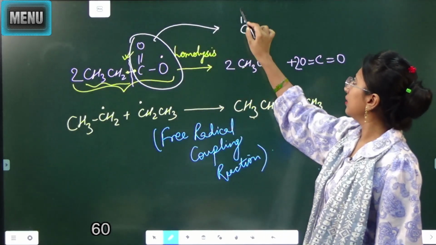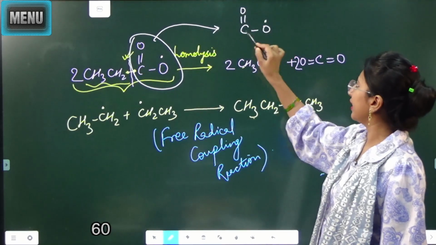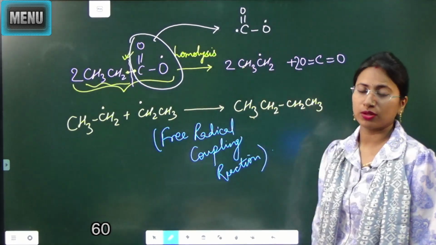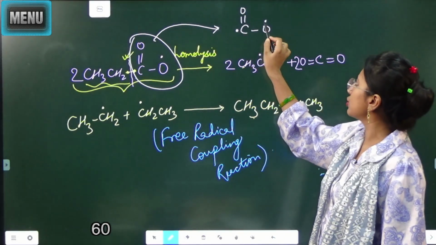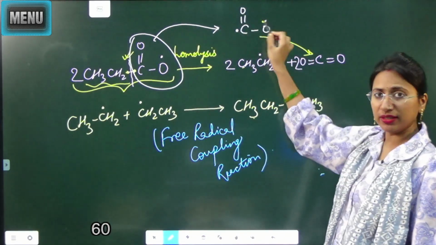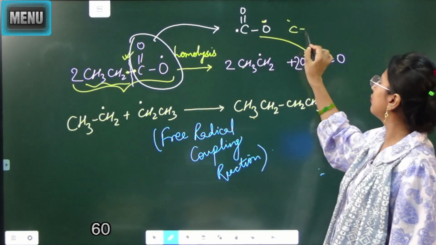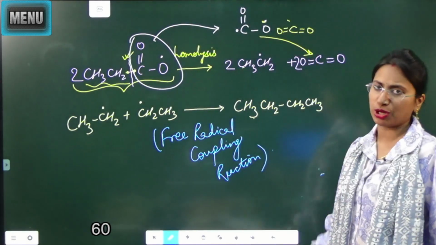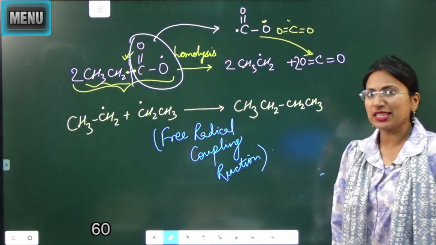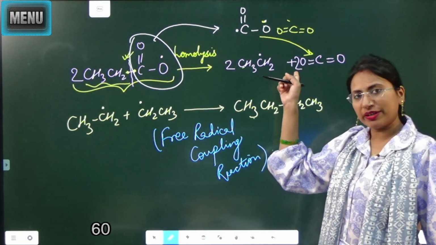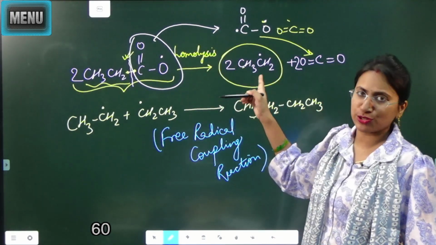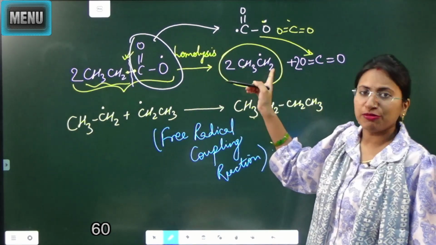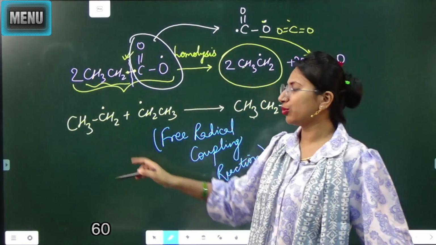It will be like this. One free radical and one free radical will be here on C. Now, these two electrons will form a bond. And when these two electrons form a bond, we will get CO2 molecule. So, you can see here, CO2 molecule is already produced at anode, and at last, these two alkyl free radicals will combine together.